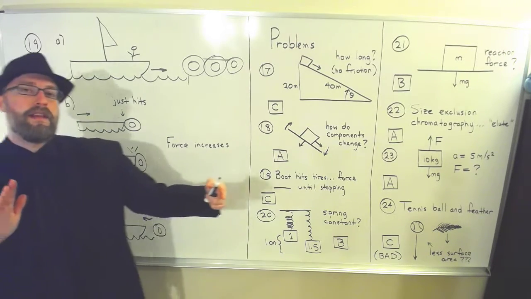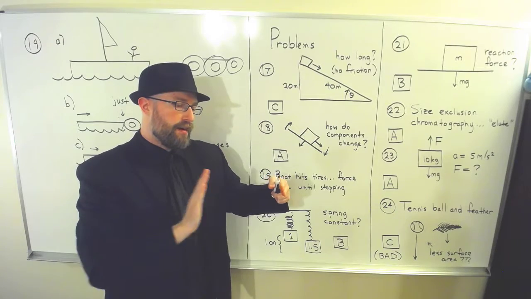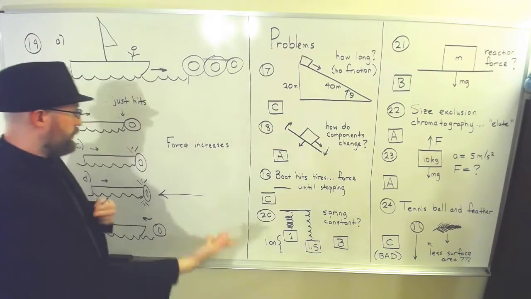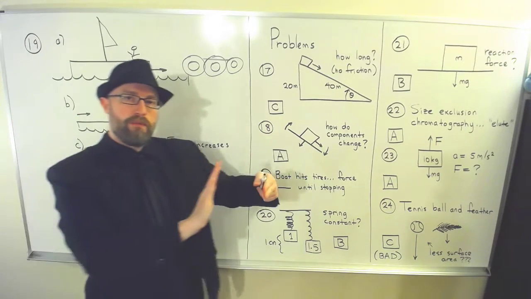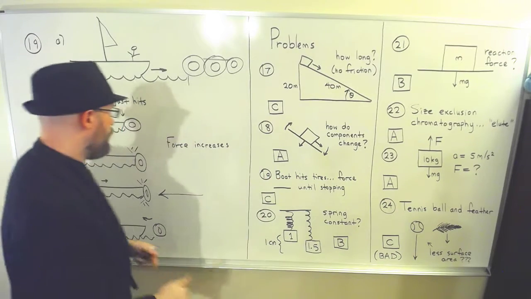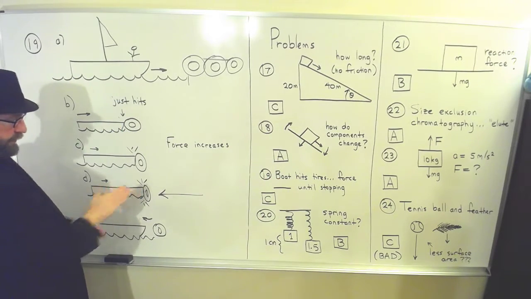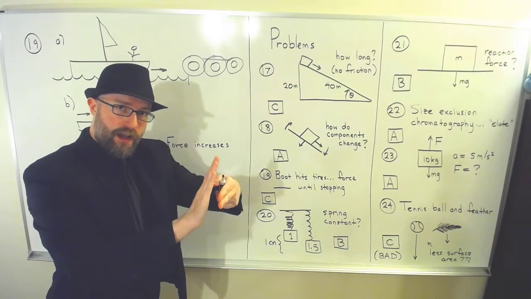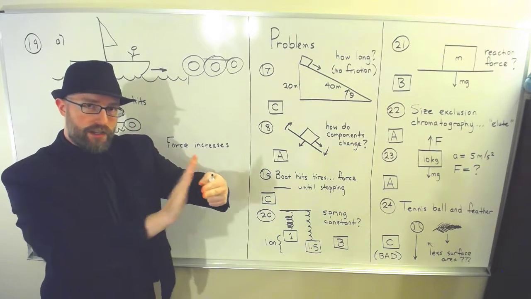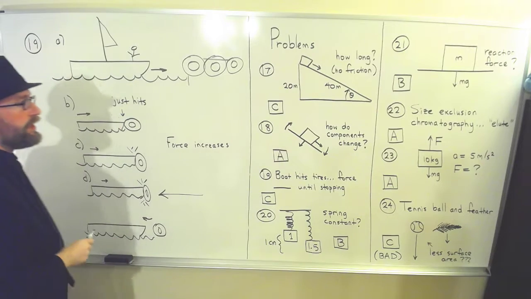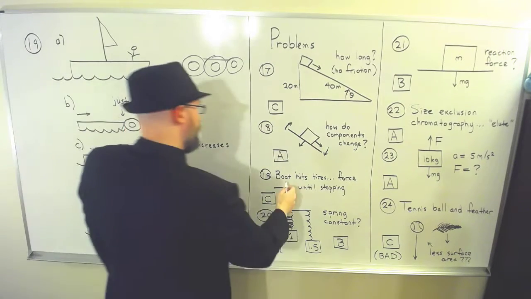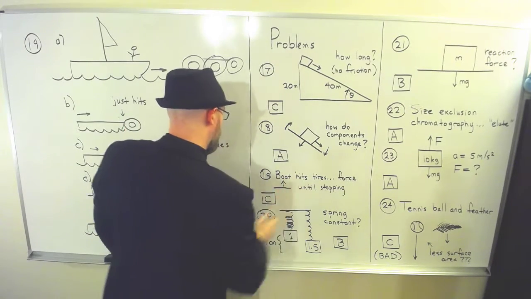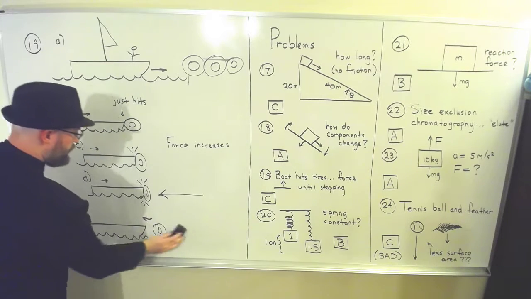The reason why is because the more you press on the tire, the more it will deform, and the other way of saying that is the more it's deformed, the more force it takes to deform it that much. So the point of maximum deformation is exactly when the boat stops, and then it starts going back the other direction, and the tire starts expanding out again. So the answer here would be that the force increases until stopping, and that's answer choice C.